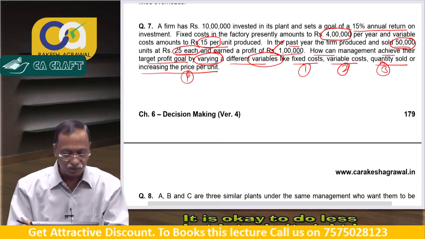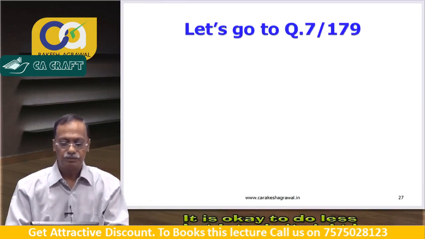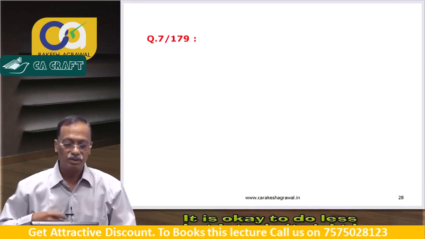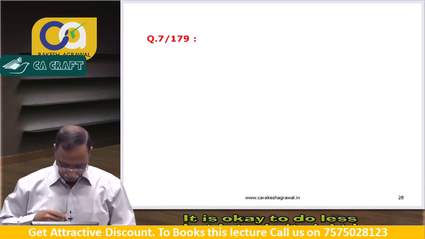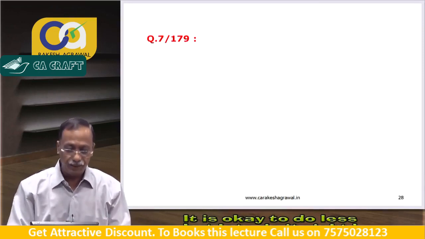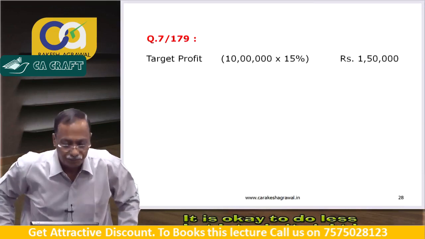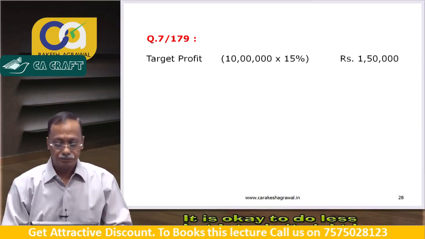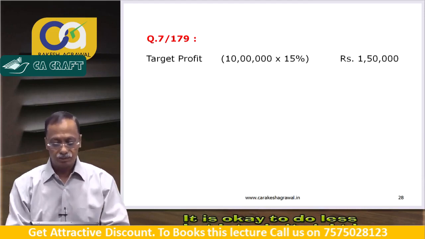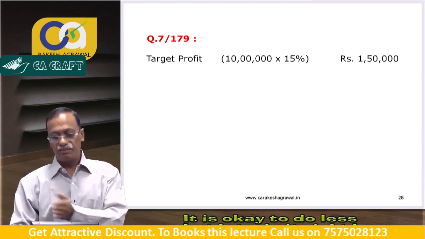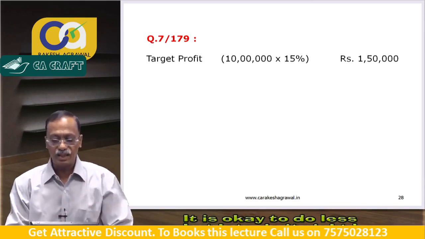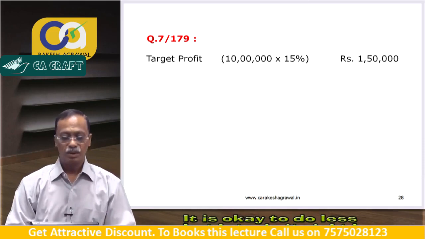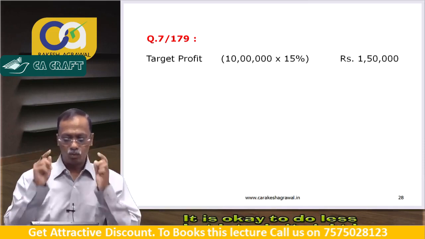Now we will go to the fair solution. So start writing the solution, fair solution. Write down question 7 by 179. Write down target profit. Calculation. This 10 lakh is investment and 15% is return on investment. So 10 lakh into 15% is equal to 1,50,000.